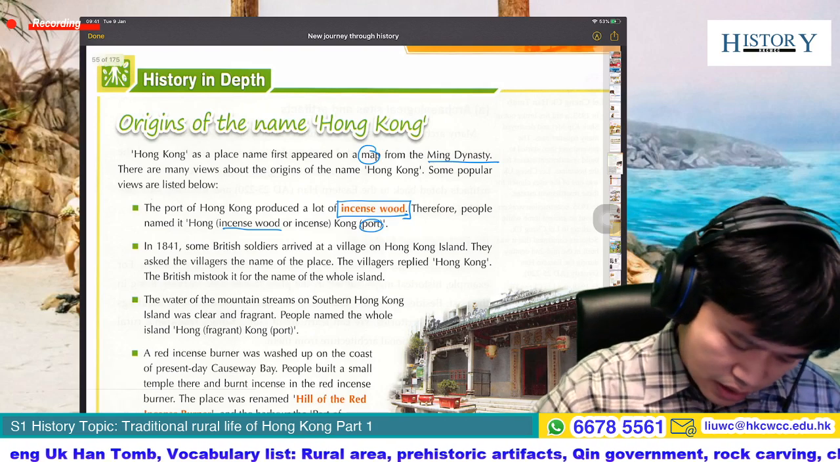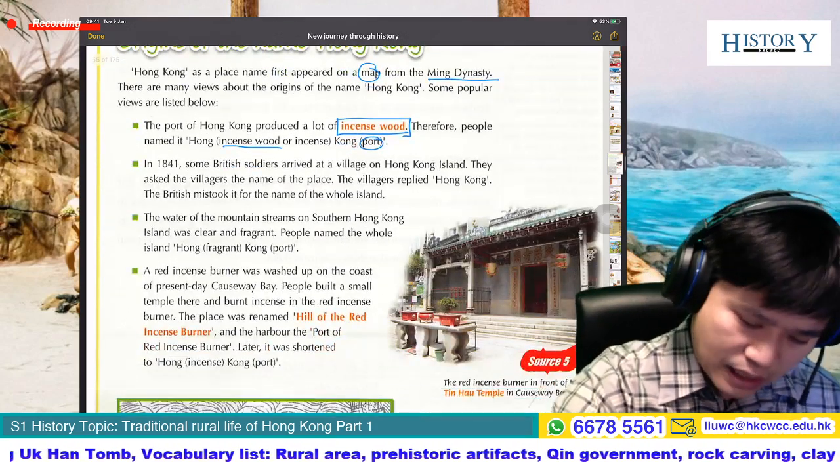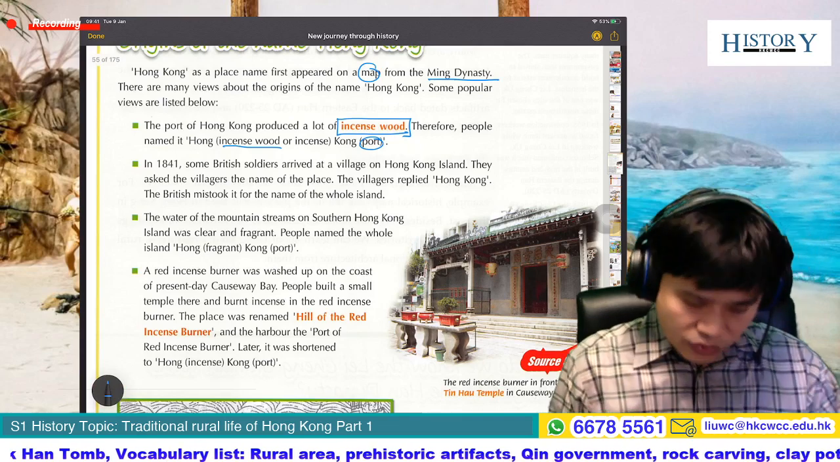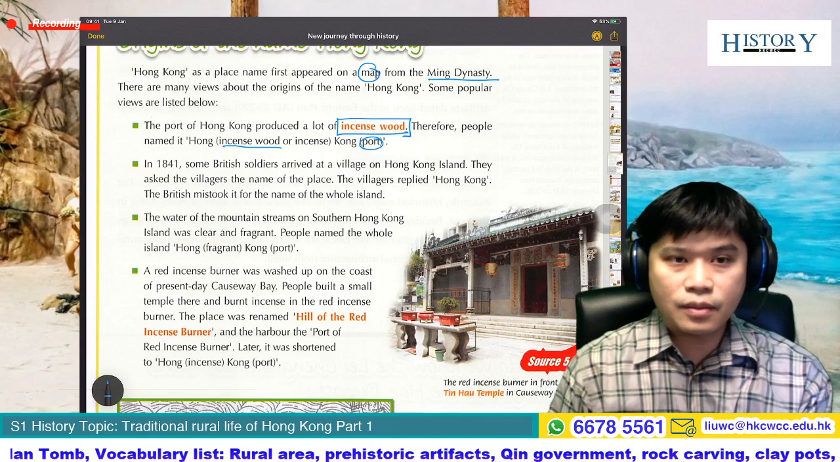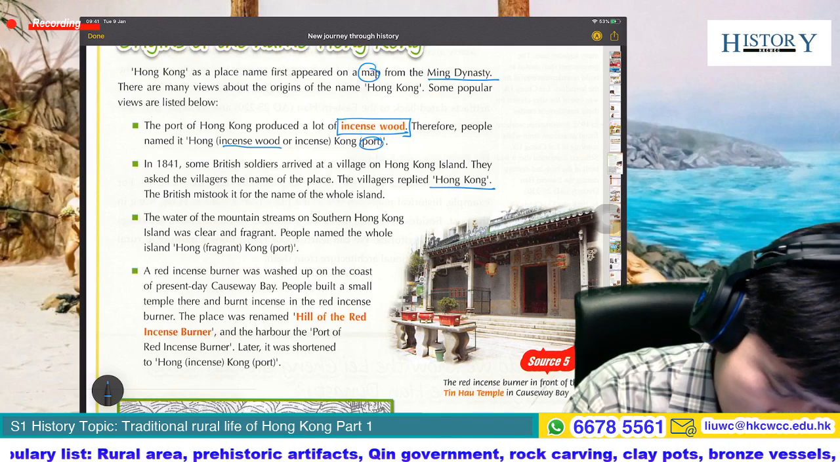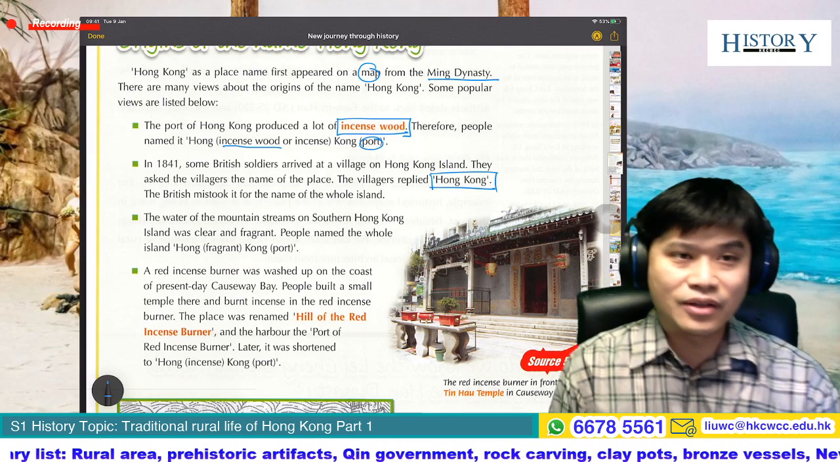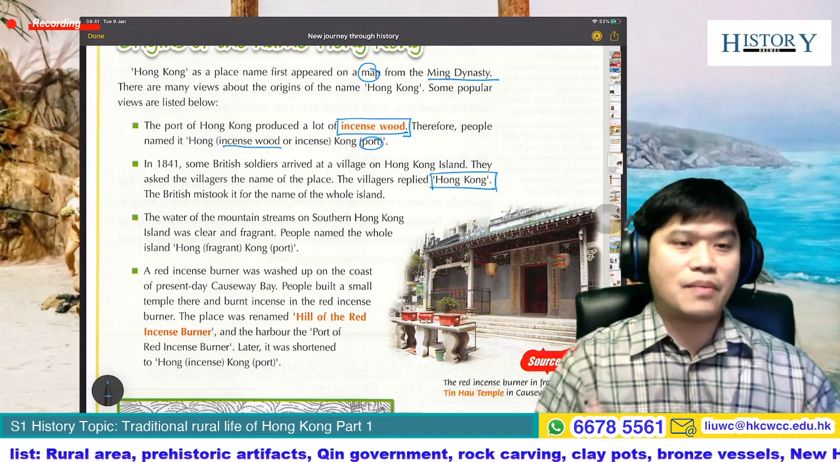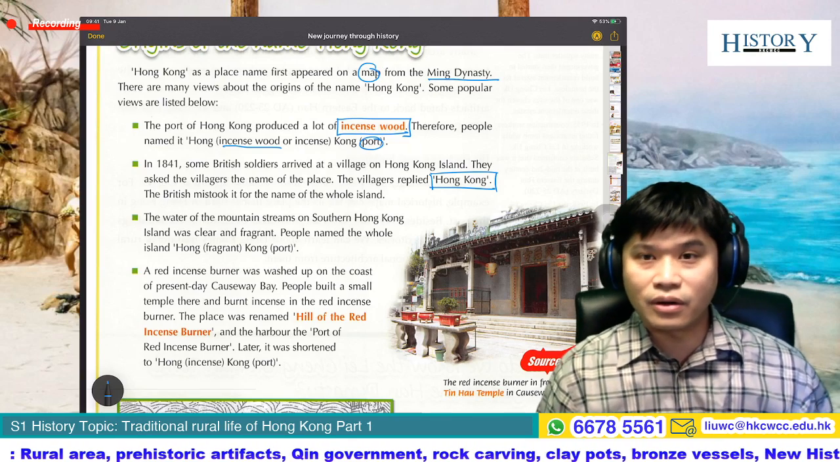Another explanation: in 1841, when the British soldiers arrived in Hong Kong, they asked the villagers what the name of that place was, and the villagers replied Hong Kong, Hong Kong. So therefore, the British thought that place would be called Hong Kong.